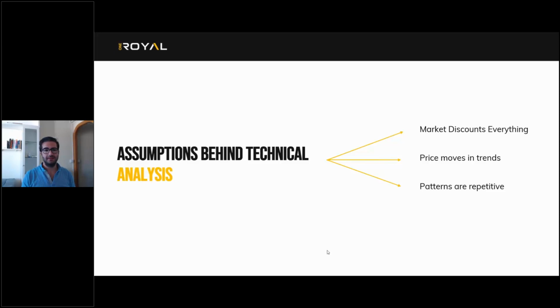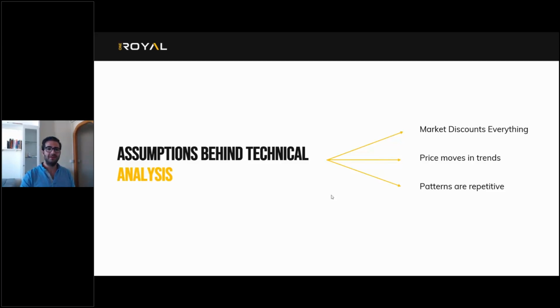Assumptions behind technical analysis. We have three of them. Market discounts everything, price moves in trends, and the last one, patterns are repetitive. What I mean by market discounts everything: if you look at any chart, the current market price reflects the unknown and known information that might affect a certain price. So this price shows the agreed price by all participants in the financial market.